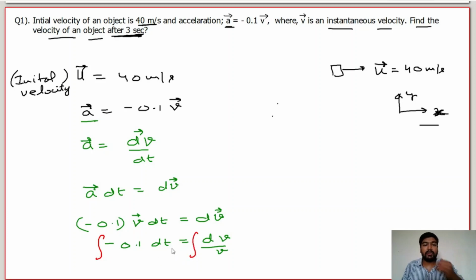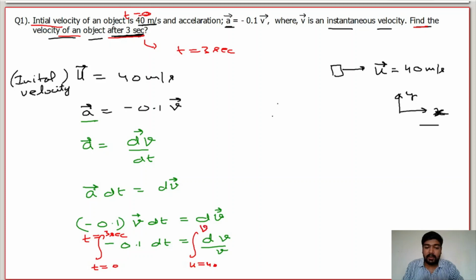Integrate both sides. And what should be the limits? The initial velocity is given, that means the time here is 0. And we have to find the velocity of the object after 3 seconds, that means the velocity at time equals 3 seconds. So the time limit is t equals 0 to t equals 3 seconds. At time t equals 0, velocity is 40, and let's take the velocity at 3 seconds as v.